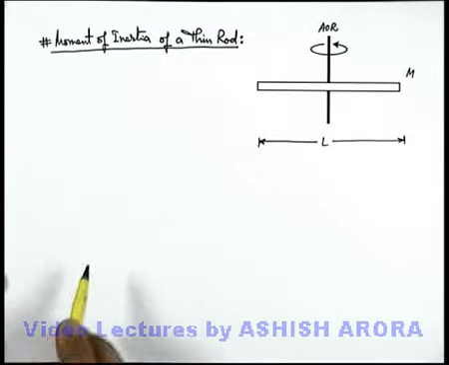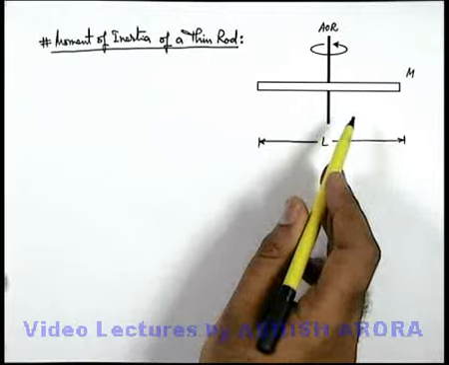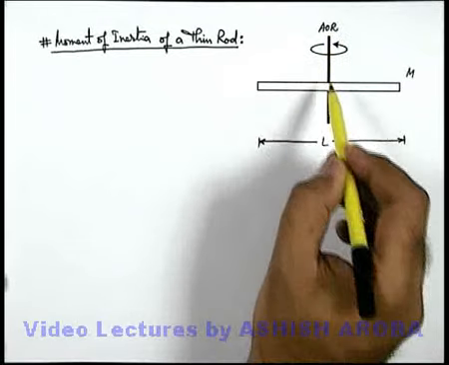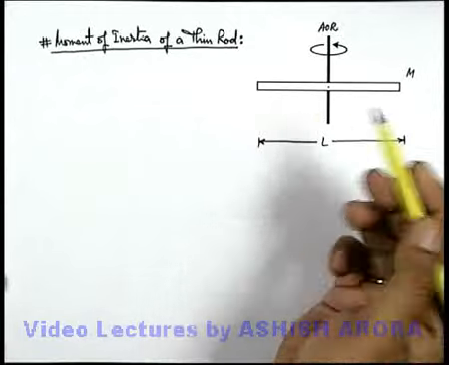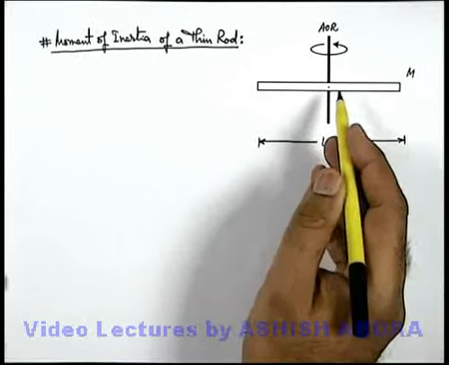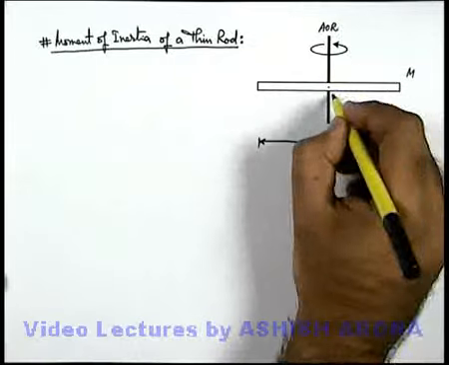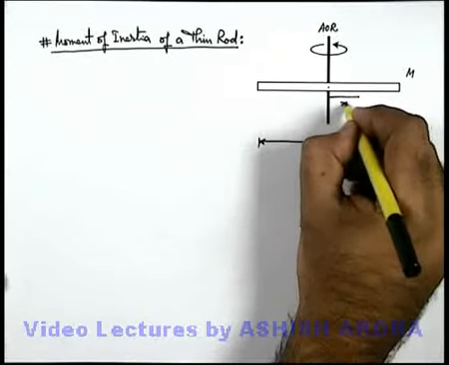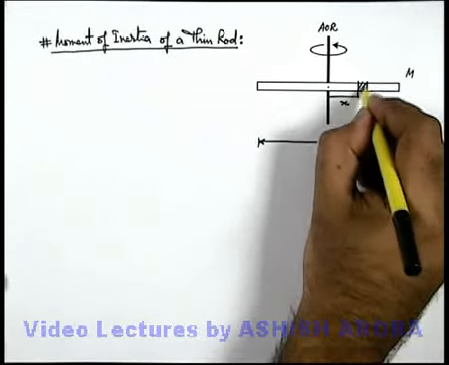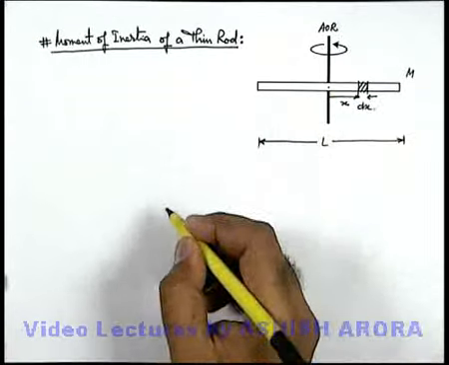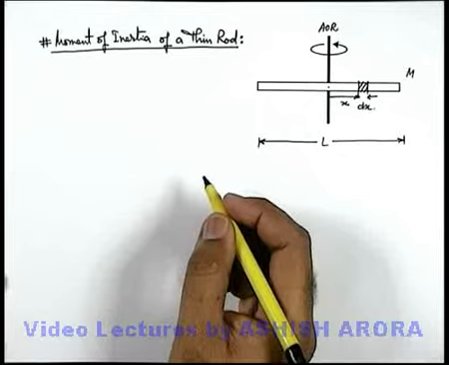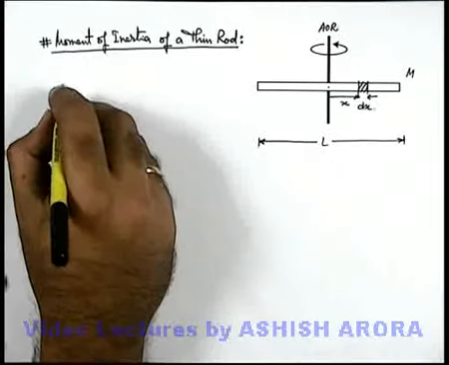Now we'll calculate the moment of inertia of a thin rod about an axis passing through its center and perpendicular to its length. Again, in this situation, we first need to consider an element. As the rod is thin, at a distance x from the center, we consider an elemental point mass of width dx. We just calculate the mass of this element.